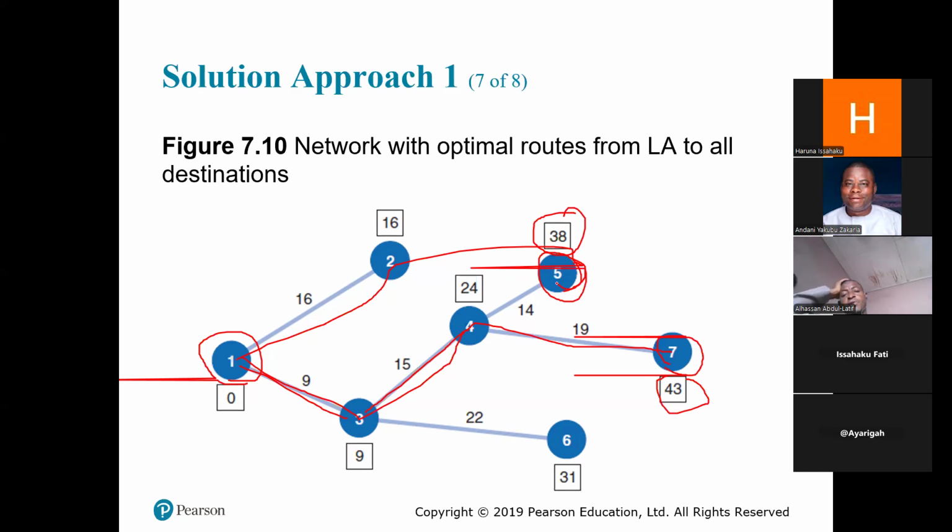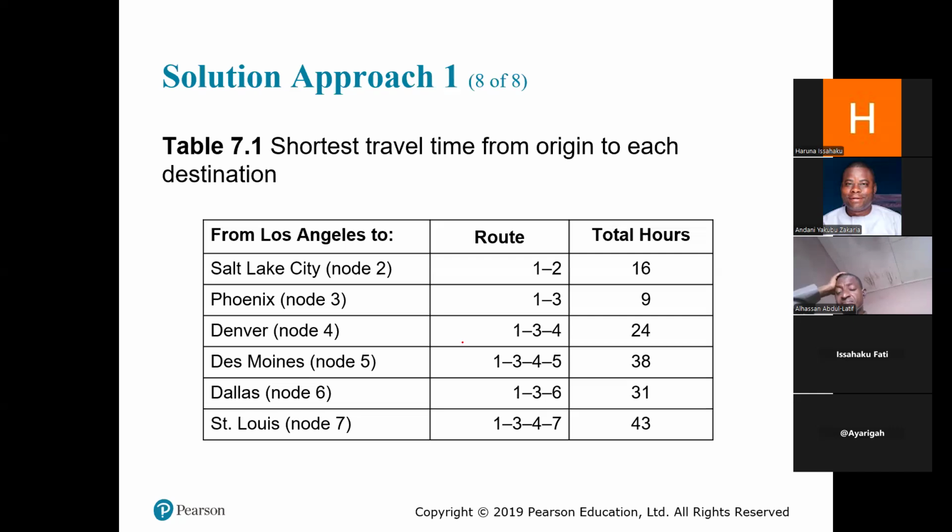So you will see that network problems will therefore find very practical relevance in life, as we've done for this particular company that is transporting oranges from Los Angeles to various cities. So this is a diagram, this is a table representing how we have solved it.